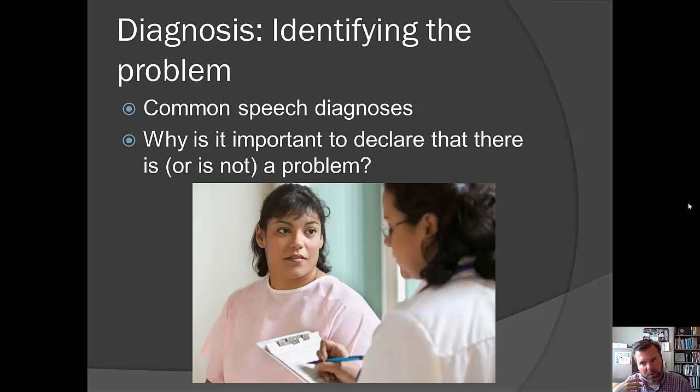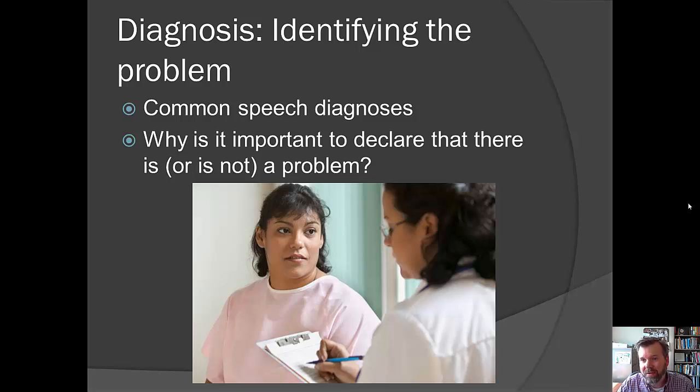If you want insurance to pay for services, we have to document that there is a language disorder, a phonological disorder, aphasia, whatever, apraxia, dysarthria. So that's kind of straightforward. The second one I think is less straightforward, and you may come into this the more that you get into diagnostics. You're going to be in situations where you're not really sure.